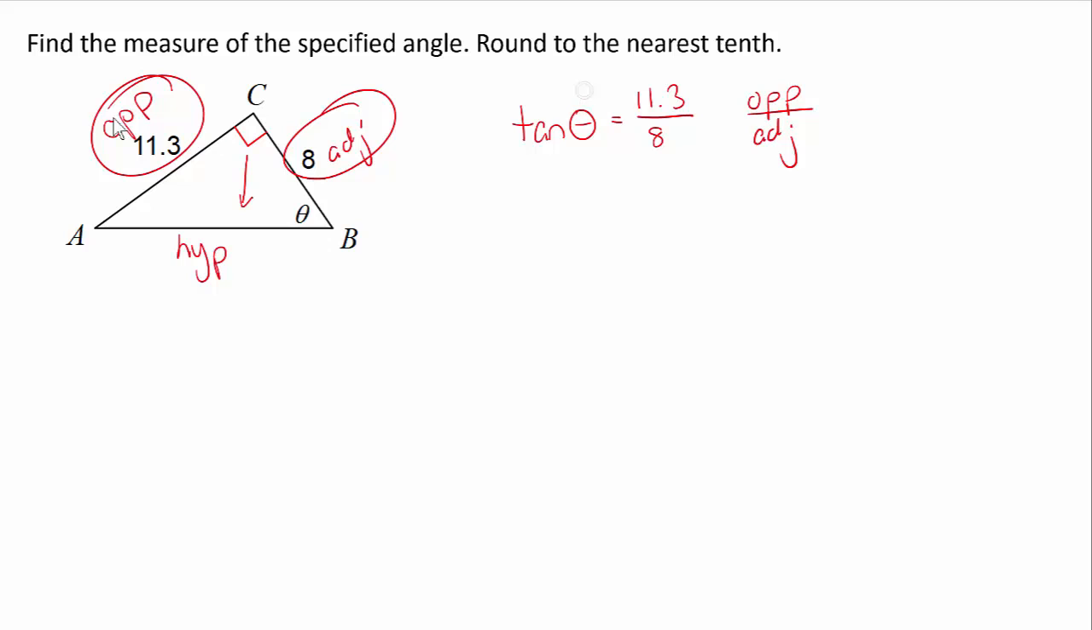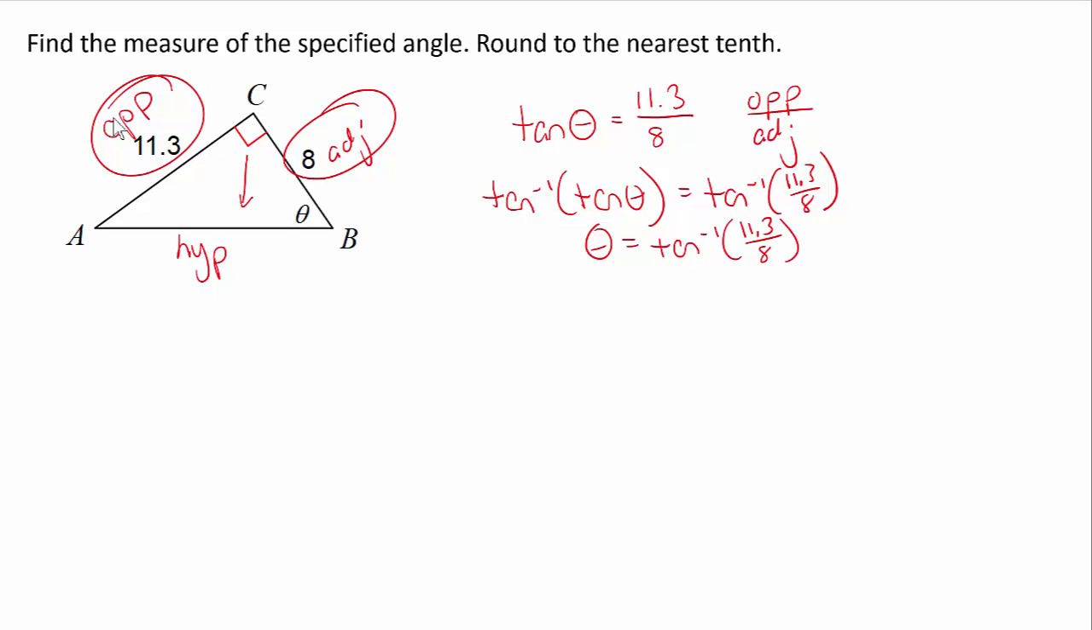When I have this here, I need to get theta by itself. So we're going to take tan inverse of both sides, which looks like this. Now these two tangents over here are going to cancel each other out, and I'm going to get theta is equal to tan inverse of 11.3 over 8. And once you get to that point, it's just calculator work. And our calculator gives us 54.7 degrees.